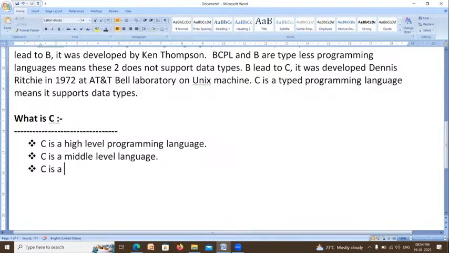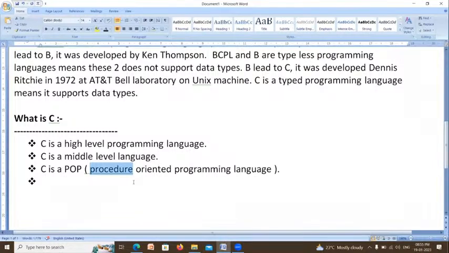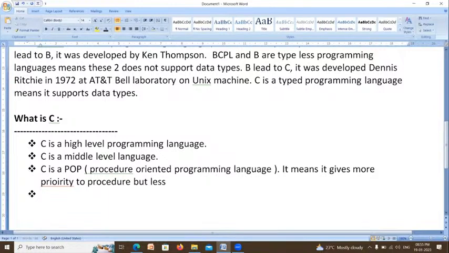C is a POP. POP means procedure oriented programming language. C is a POP language, means procedure oriented programming language. The meaning of this is it gives more priority to procedure. It gives less priority to data. So procedure oriented means it gives more priority to procedure, but less priority to data. That is the meaning of that.